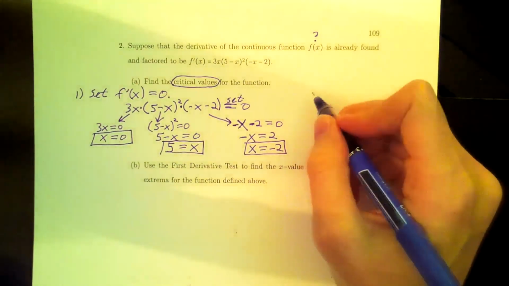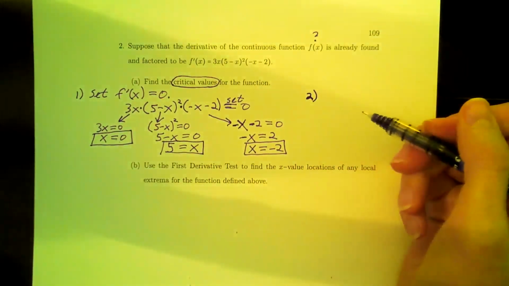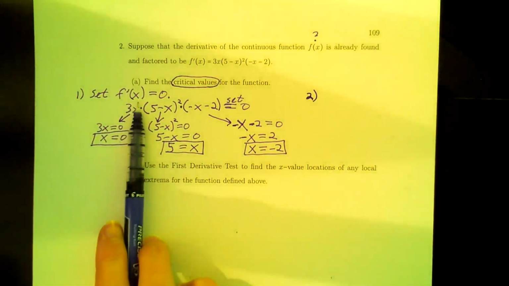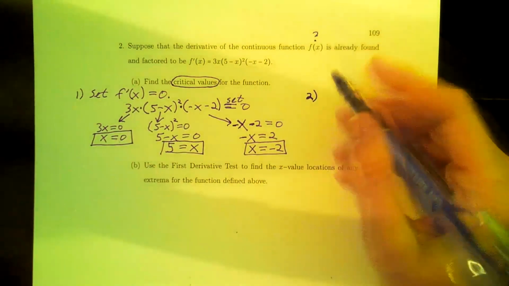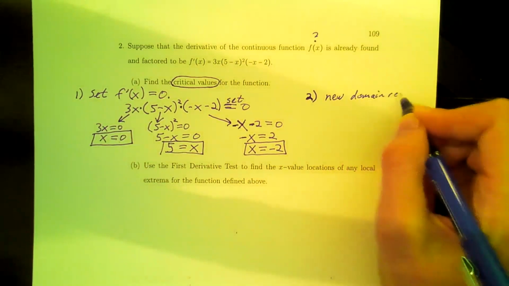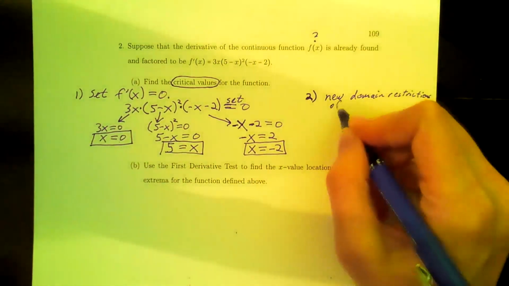The second area that we have to consider for critical numbers, like I said before, is 1, where is the derivative 0? And 2, where are the new domain restrictions of the derivative? So let me write that down. New domain restrictions of the derivative.